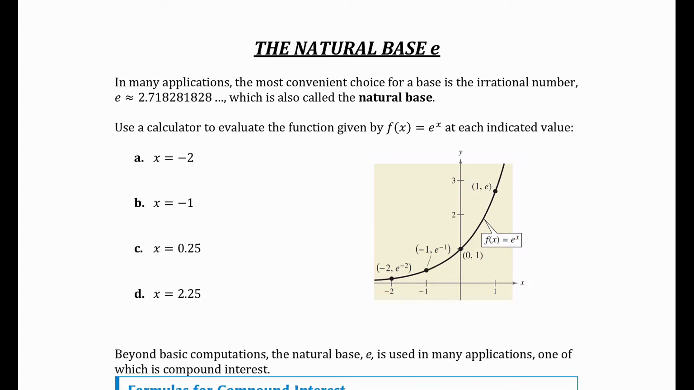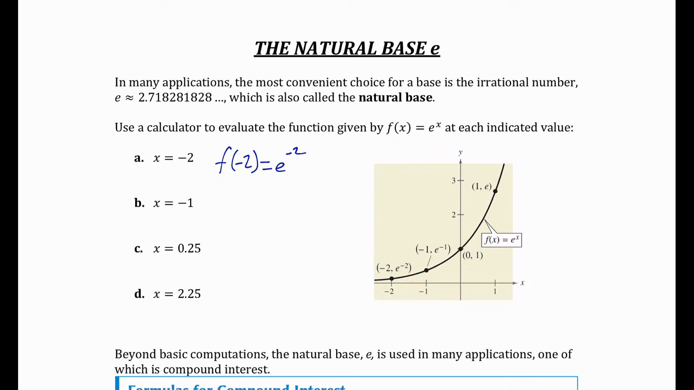So e is approximately equal to 2.718281828. There's a lot of eights to start, but it's going to be a non-repeating, never-ending decimal. We're going to call it the natural number or the natural base. So we can use our calculator to evaluate what would happen if we did f of x equals e to the x. So for example, f of negative 2 equals e to the negative 2 power.